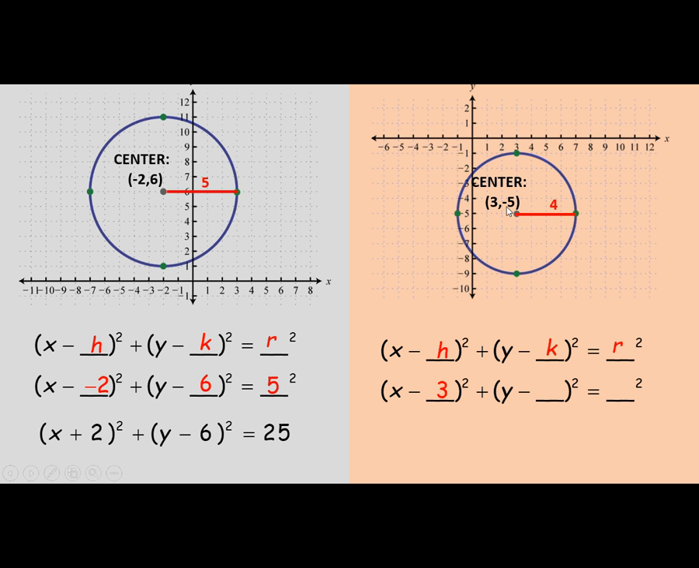For k, we're going to put the y coordinate for the center. It's a -5. That'll become a double negative, will become a plus later. And for the radius, we're going to plug in 4. Then all we got to do is simplify this a little bit. The double negative will become a plus, and the 4 squared will become 16. And that's the equation of the circle.